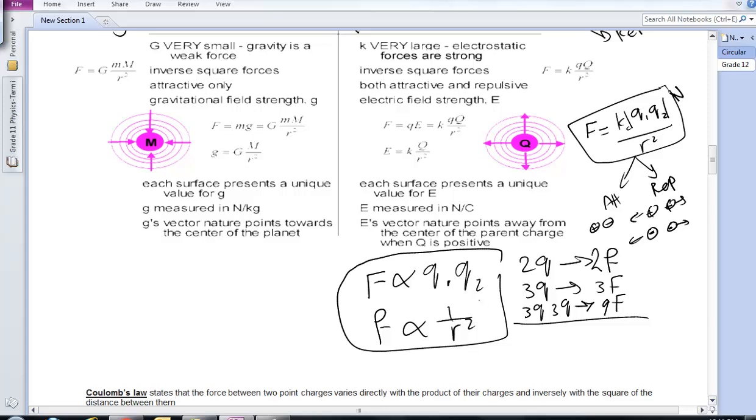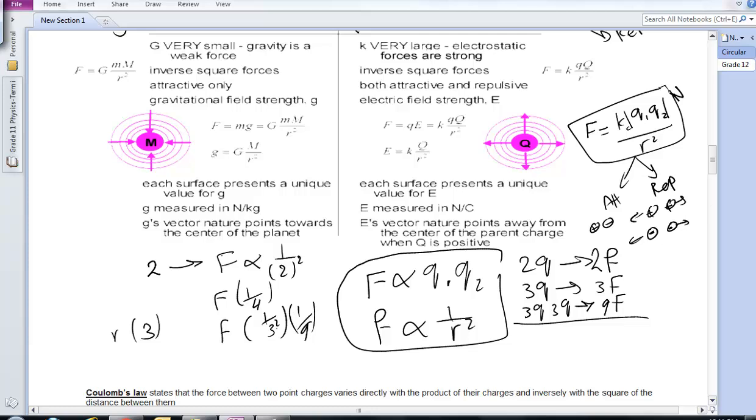What if we need to relate the F with the R? So let's say that the distance is doubled, which means it became 2. This means that the force is inversely proportional with 2 squared. So the force is going to be decreased to a quarter of its value. What if it is tripled? The distance is tripled. So this means that the F is going to be decreased by a factor of 1 over 3 squared, which is 1 over 9.